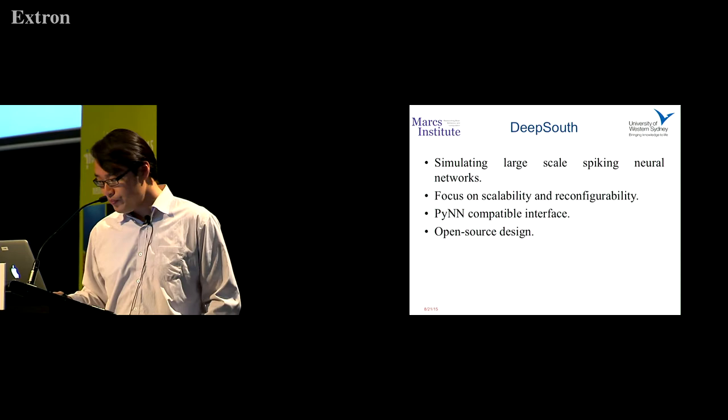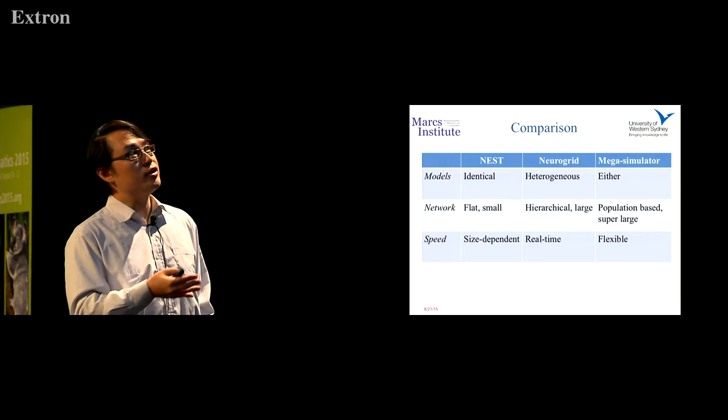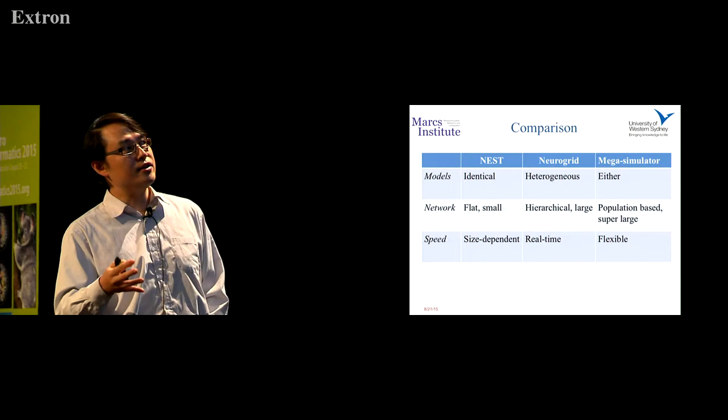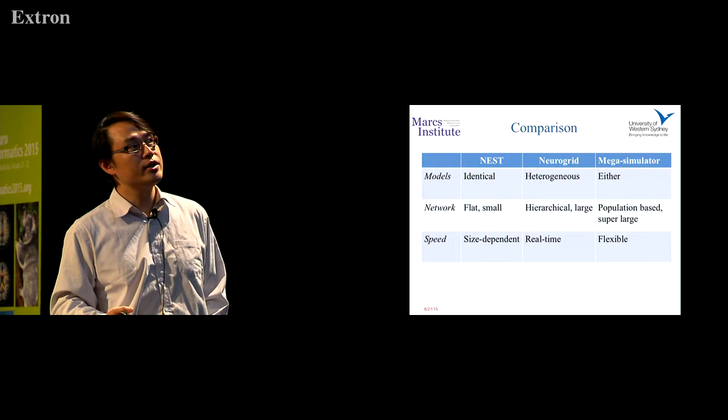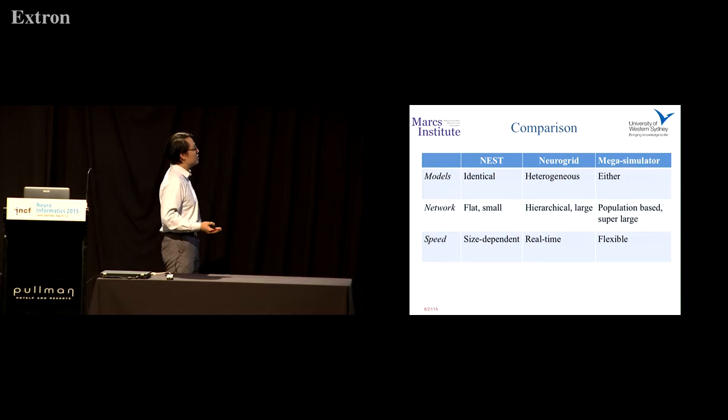Okay, there is a comparison that we make using NEST, which most people here are familiar with. All the models in NEST, which means you define one neural model and create 1,000, 10,000, whatever, are all identical. The network is flat and small, and the speed is size dependent. Neurogrid is a simulator developed by Kwabena Boahen from Stanford University with 1 million analog neurons. In that system, because it's an analog circuit, the models are heterogeneous, not identical. The system is hierarchical and large, and it can run in real time because it's an analog system.